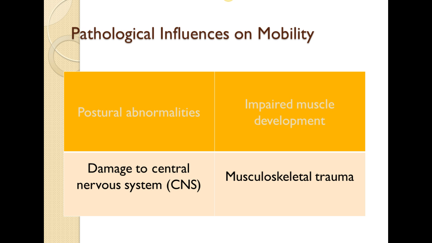Posture abnormalities can be congenital or acquired. Some deformities may affect or limit range of motion. Injury and disease lead to many alterations in function. Any disease that affects muscles or musculoskeletal function will impair muscle development, and damage to the central nervous system will affect body alignment, balance, and mobility.